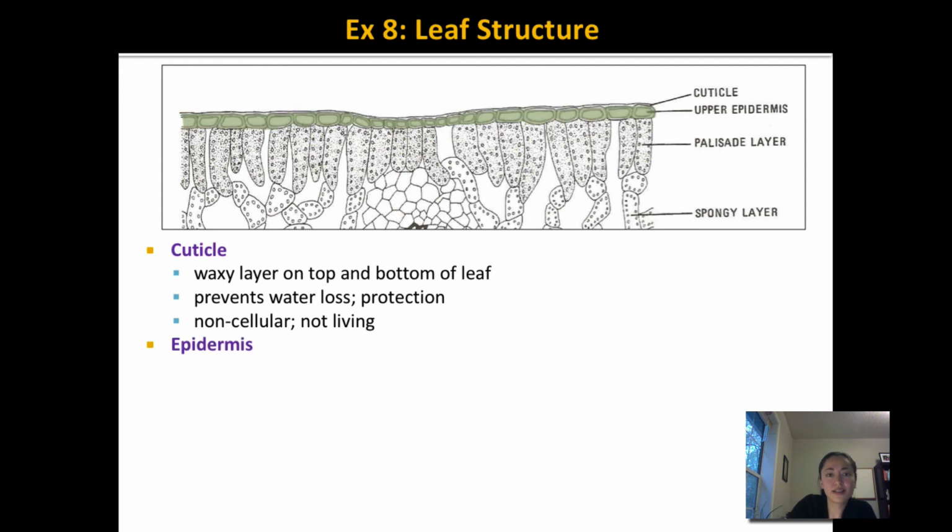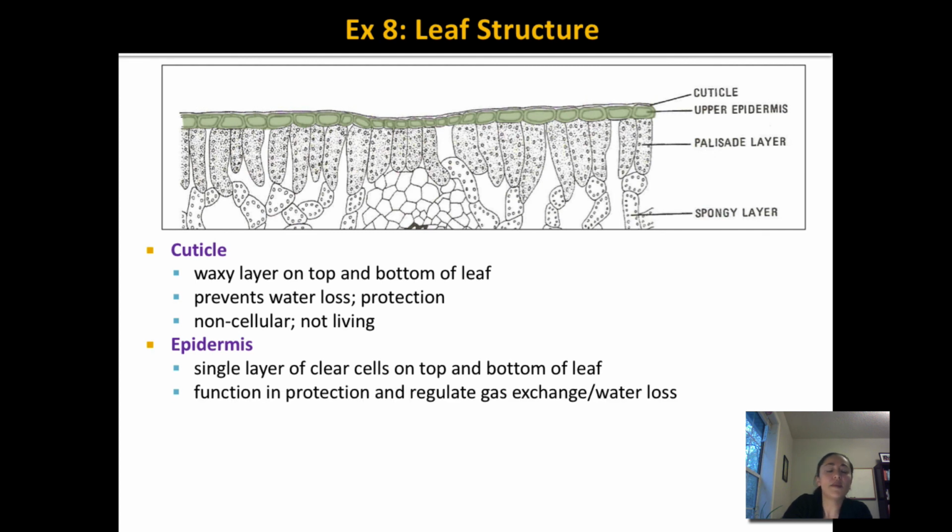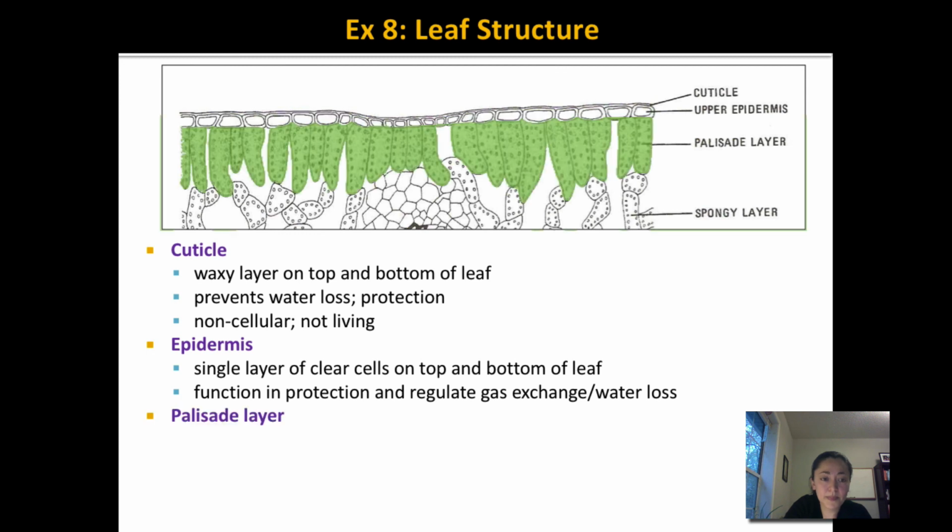Below that, you'll see a single layer of cells called the epidermis. There's an upper epidermis and a lower epidermis. So this is a single layer of cells. It's going to function in protection, and it's also going to help regulate gas exchange and water loss, especially the lower epidermis. Below the epidermis, we have what's called the palisade layer.